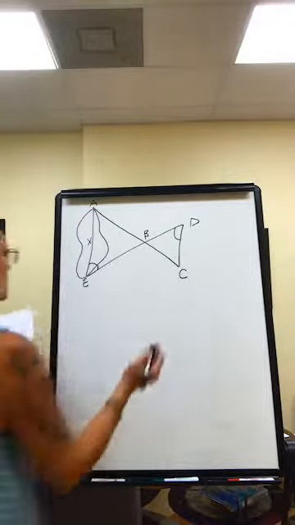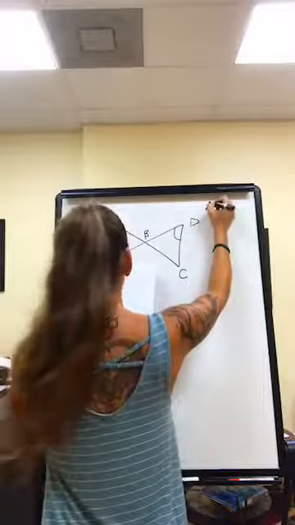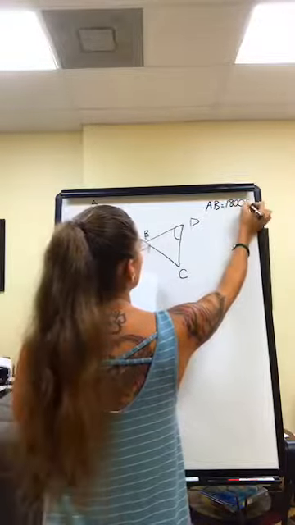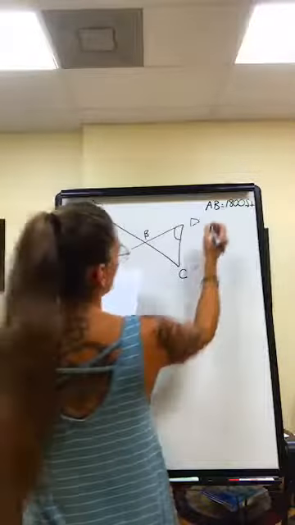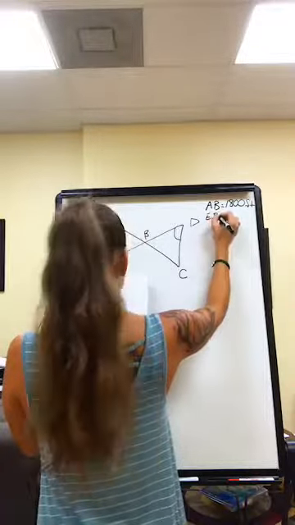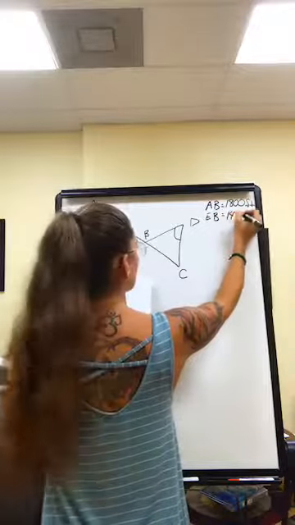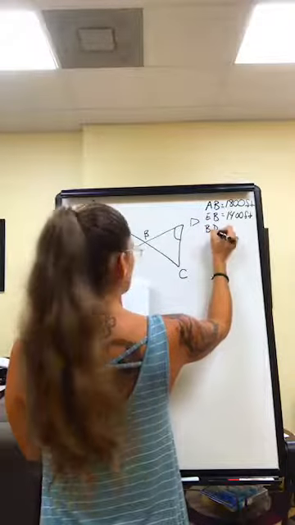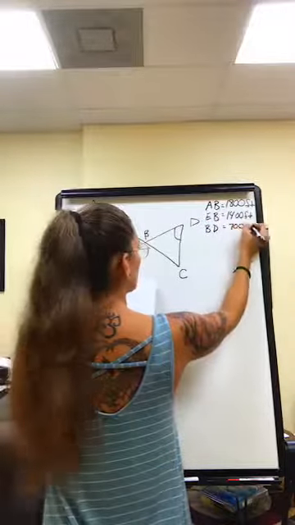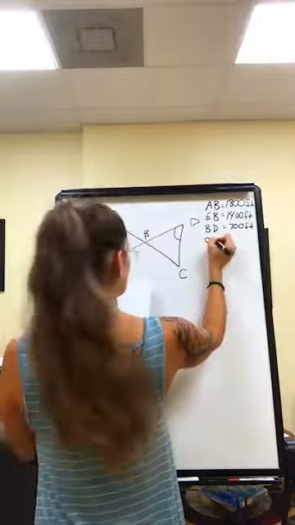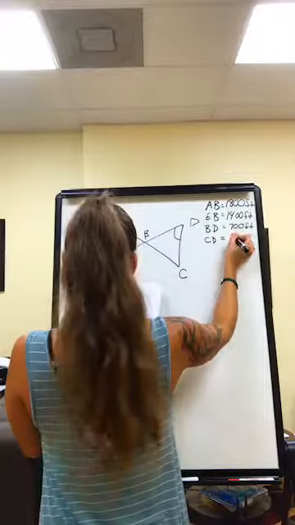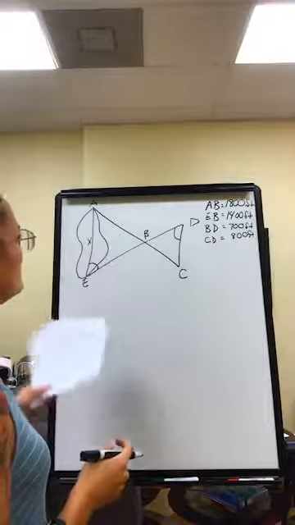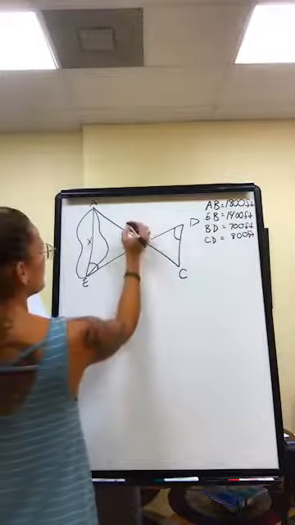All right, so first we're going to write down our givens. I'm going to write them up here. AB is 1,800 feet. EB, 1,400 feet. BD, 700. And CD is 800. So, all right, let's write them again inside the actual diagram.